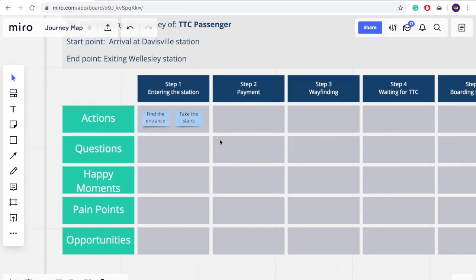Okay, researchers, that was step 1. It's time to get mapping. The first thing we're going to write down is the actions that happened in that step. Here we saw our passenger enter the station and take the stairs down.